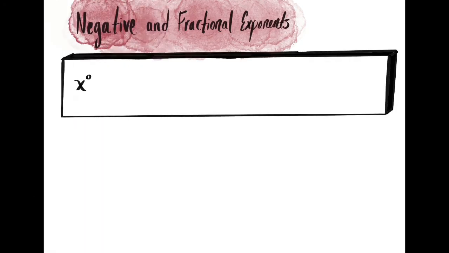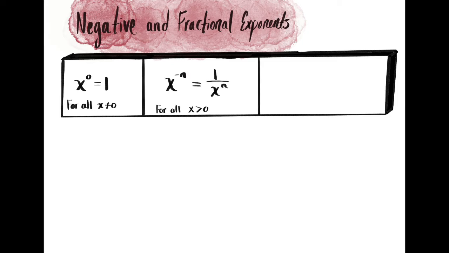We're going to look at a couple of rules that we're going to use to simplify. One rule is that anything to the 0 power is always going to be equal to 1, as long as x is not 0. And if you have a negative exponent, it becomes a fraction. So it'd be 1 over x to the n.